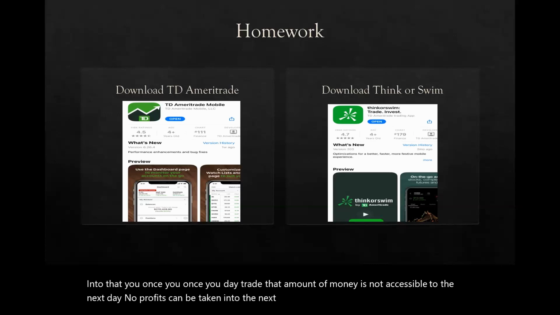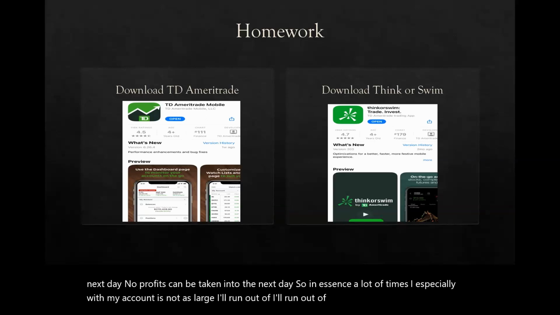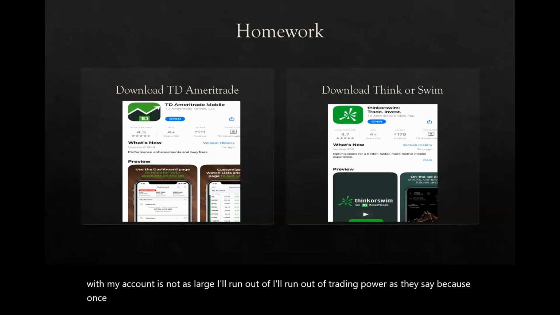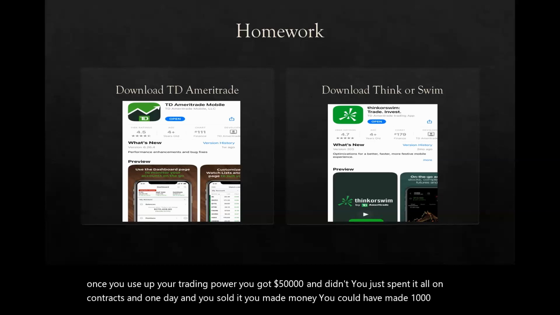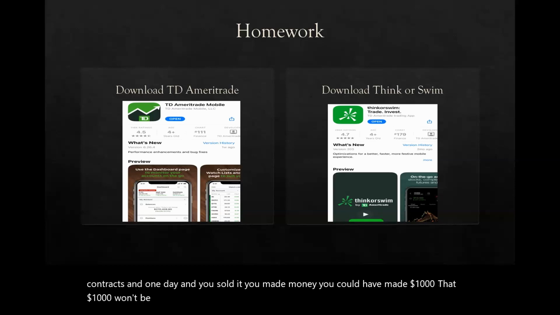So in essence, a lot of times, especially when my account is not as large, I'll run out of trading power, as they say. Because once you use up your trading power, if you got $500 and you spent it all on contracts in one day and you sold and you made money, you could have made $1,000. That $1,000 won't be accessible to use until the next day.